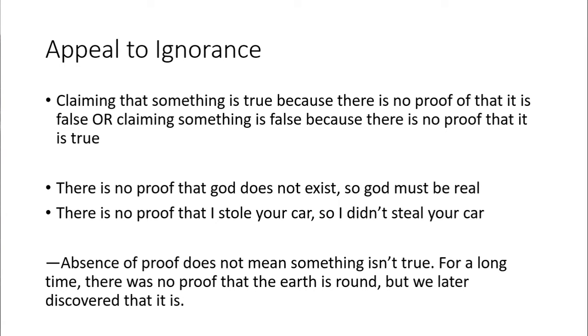The absence of proof of something doesn't mean that it's false. For a long time, there was no way to prove that the Earth was round, but we later figured out that it was. So if someone were to say, there's no proof that Earth is round, therefore it's flat, that is incorrect logic. The absence of proof doesn't change the actual facts. So that's why this is an invalid form of reasoning, why this is a logical fallacy. Stating that something is true or false based on an absence of proof or evidence to the contrary is not sound logic.